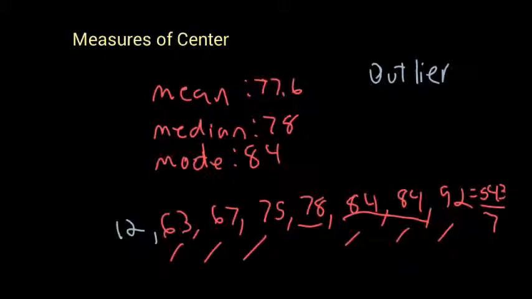So let's see what the mean would be with that outlier. If I add 12 to the 543, I would get 555. And I'm going to divide that by 8. So 555 divided by 8 would give me a mean of about 69 and 4/10. So you can see with that outlier in there, it drops my mean significantly. An outlier is any number that just doesn't quite fit in with all the other numbers.